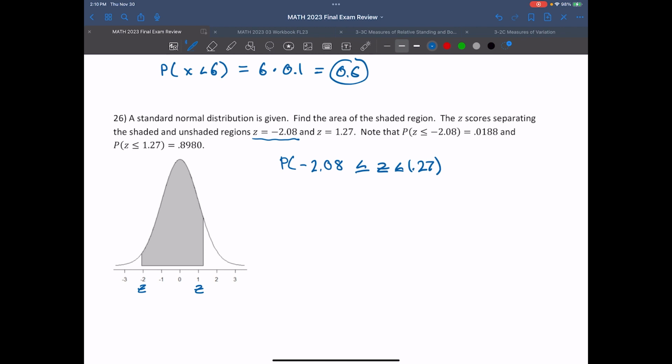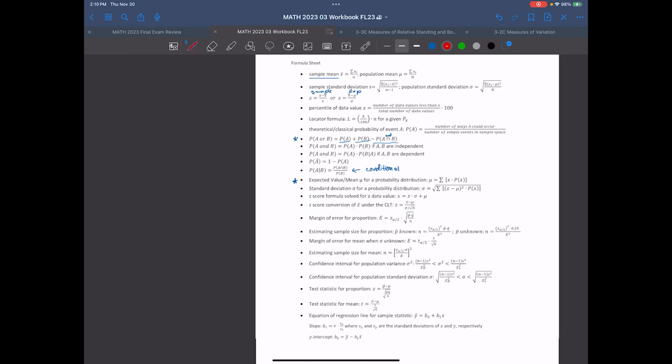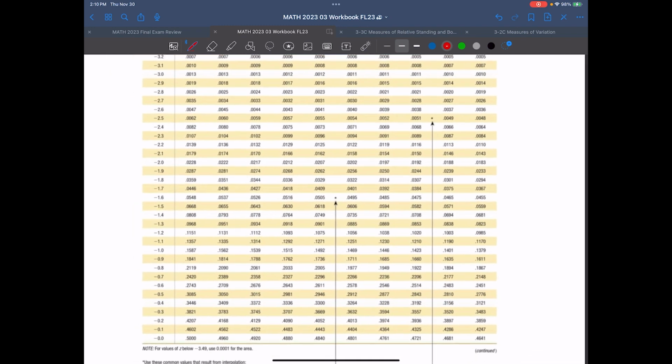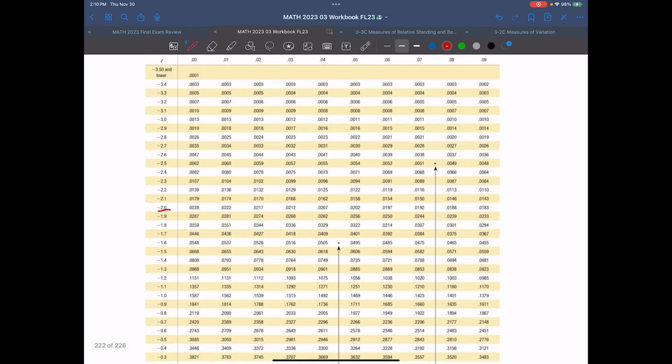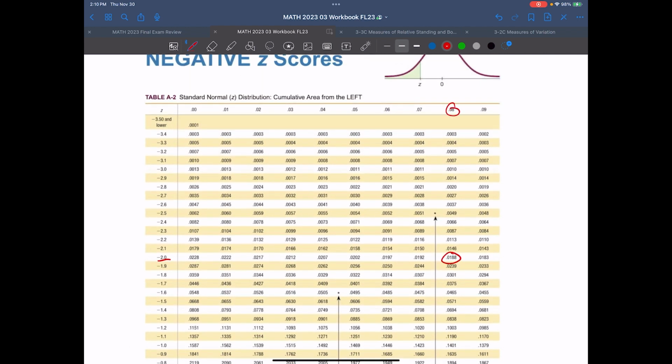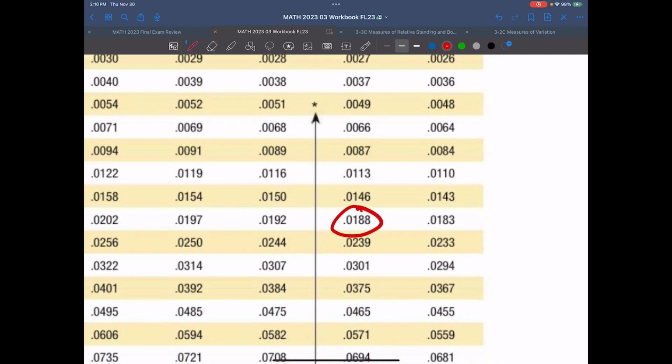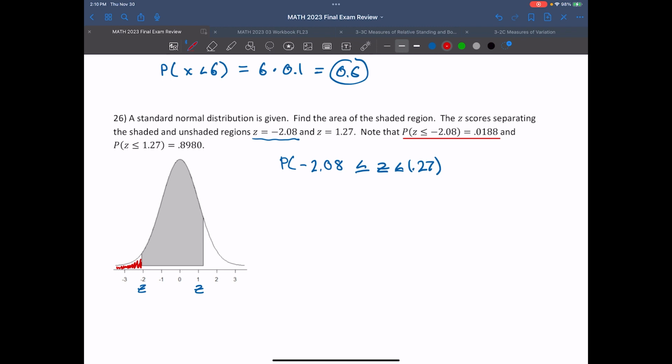Now, we are given essentially some information. Let's start with this information right here. The probability of getting a z-score less than or equal to negative 2.08 is 0.0188. So that's actually this area right here. We don't want to put that as our answer because that's not the area of the shaded region. And again, where that comes from, if we look at our z-score table and we find negative 2.08, so that is right there. So that is where we're getting this value given to us.